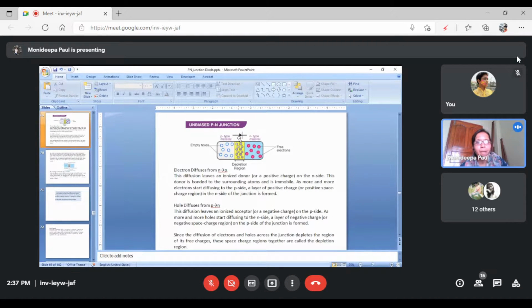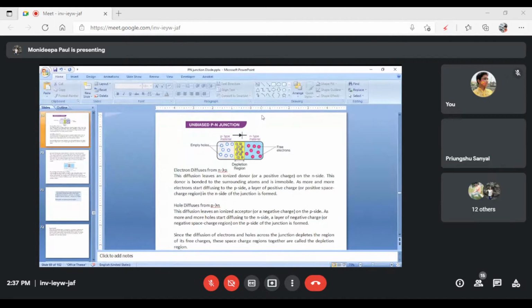Arrowhead is anode. First you draw this symbol and write in your copy that the arrow side is anode and this is cathode. Anode side is the P type and cathode side is the N type. The arrow side is the anode, and this is the P type.